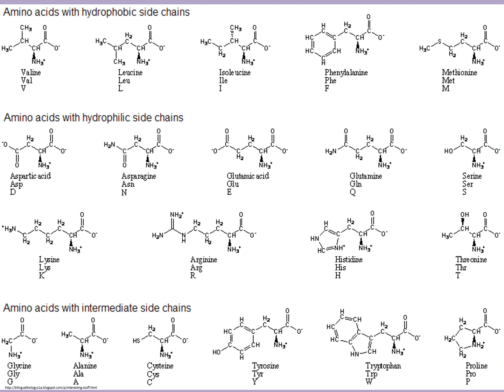So these are the amino acids that have hydrophobic side chains. You have valine, leucine, isoleucine, phenylalanine, and methionine. The next row is the hydrophilic side chains, so the ones that love water. You have aspartic acid, asparagine, glutamic acid, glutamine, and serine, lysine, arginine, histidine, threonine. Then you have ones that are intermediate, so that's glycine, alanine, cysteine, tyrosine, tryptophan, and proline.